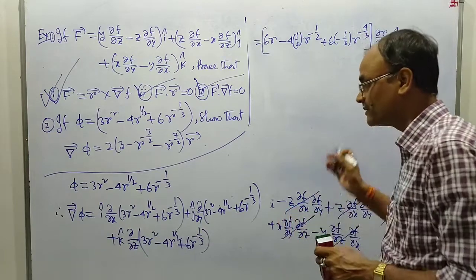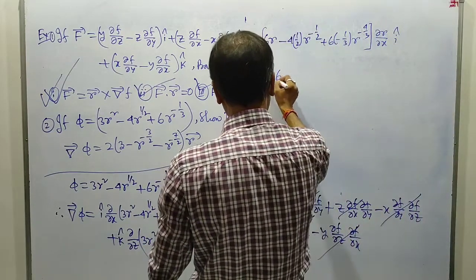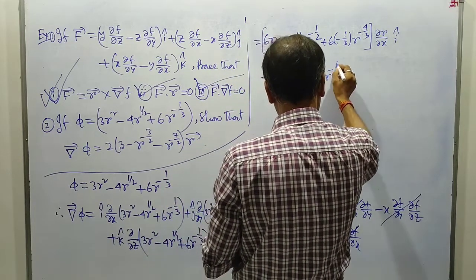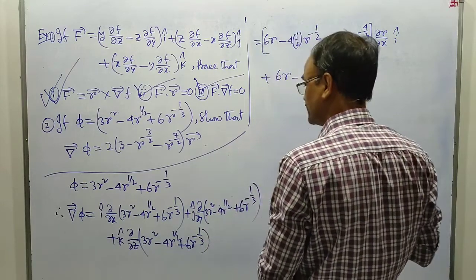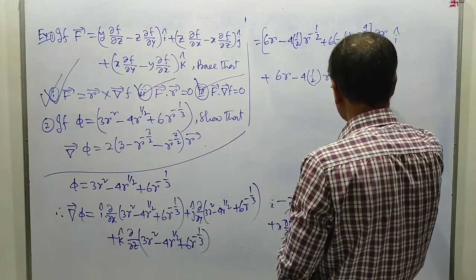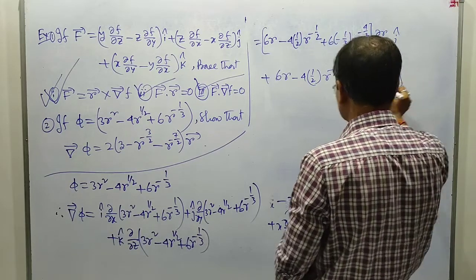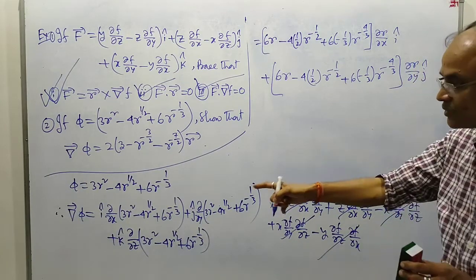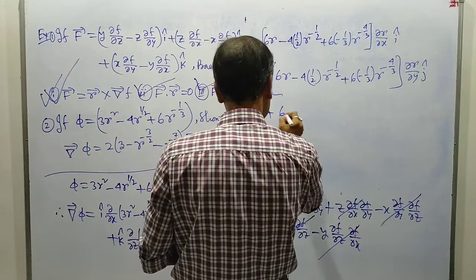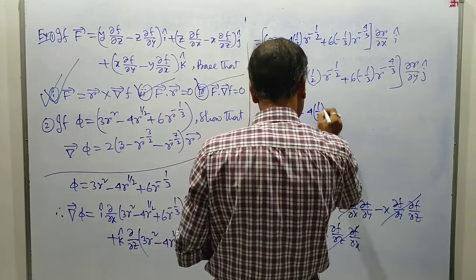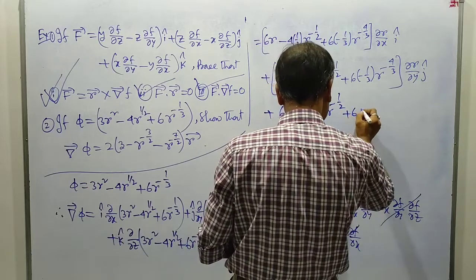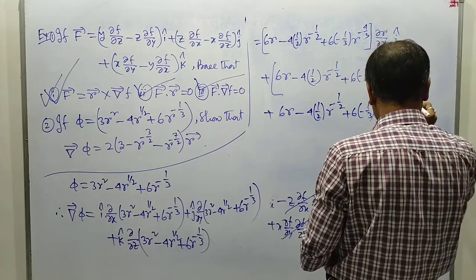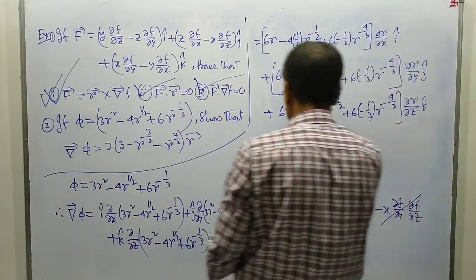i cap plus the same thing: 6r minus 4 into 1 by 2 r to the power minus half, plus 6 into minus 1 by 3 r to the power minus 4 by 3, times ∂r/∂y j cap, plus 6r minus 4 into 1 by 2 r to the power minus 1 by 2 plus 6 into minus 1 by 3 r to the power minus 4 by 3, times ∂r/∂z k cap.